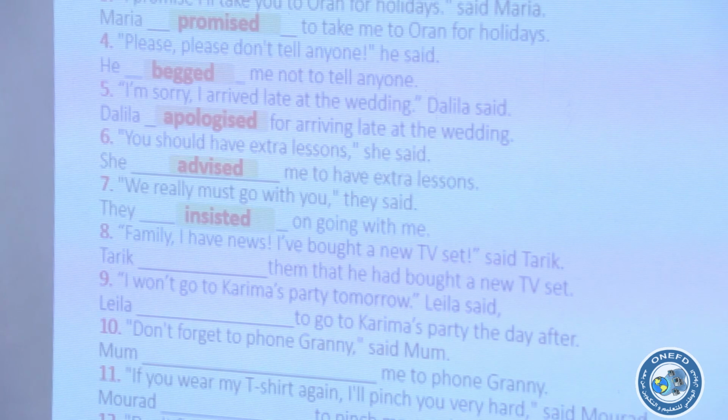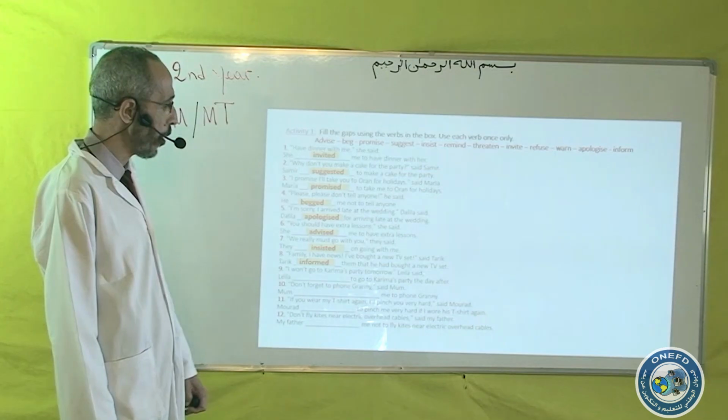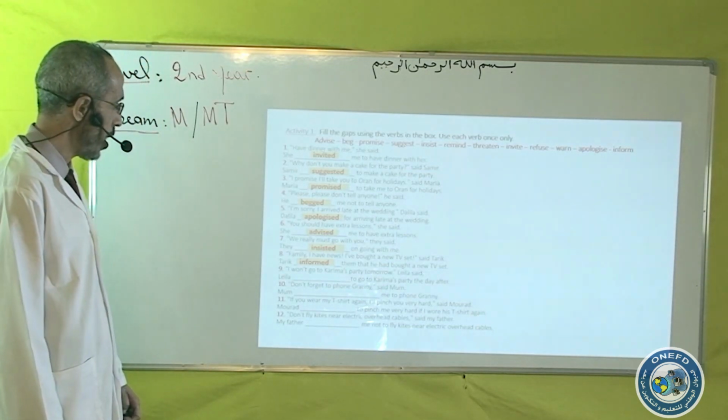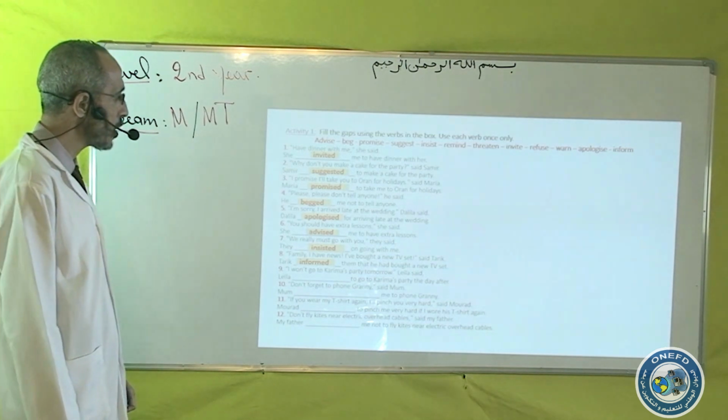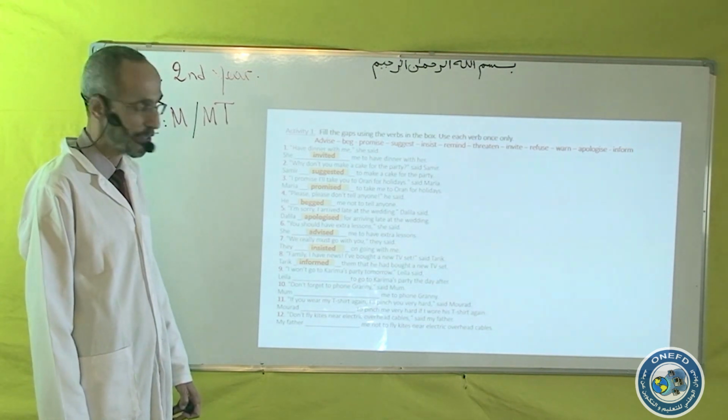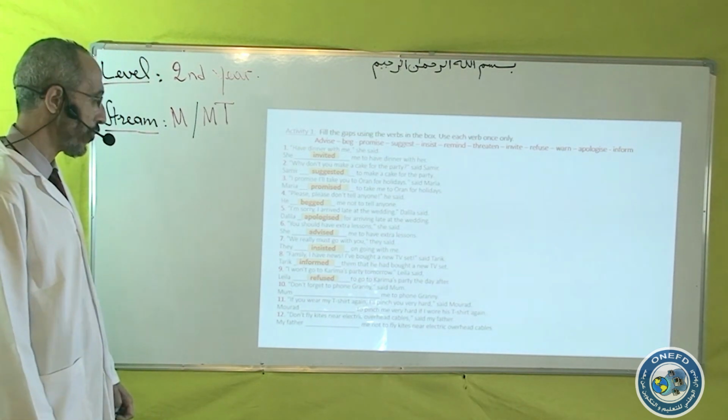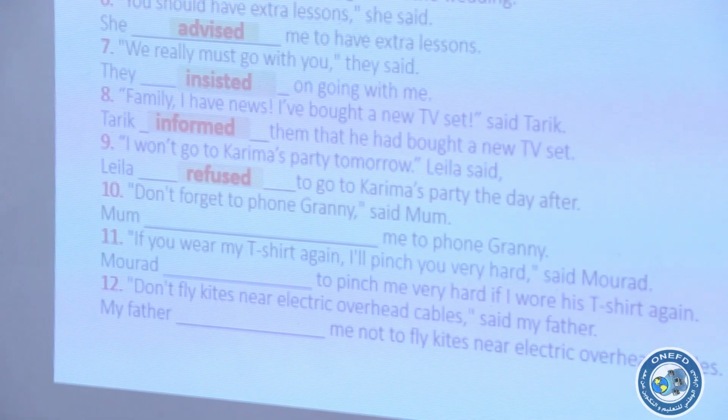Number 8, "Family, I have news. I have bought a new TV set," said Tariq. Tariq informed them that he had bought a new TV set. Number 9, "I won't go to Karima's party tomorrow," Layla said. Layla refused to go to Karima's party the day after. Number 10, "Don't forget to phone Granny," said Mom. Mom reminded me to phone Granny.